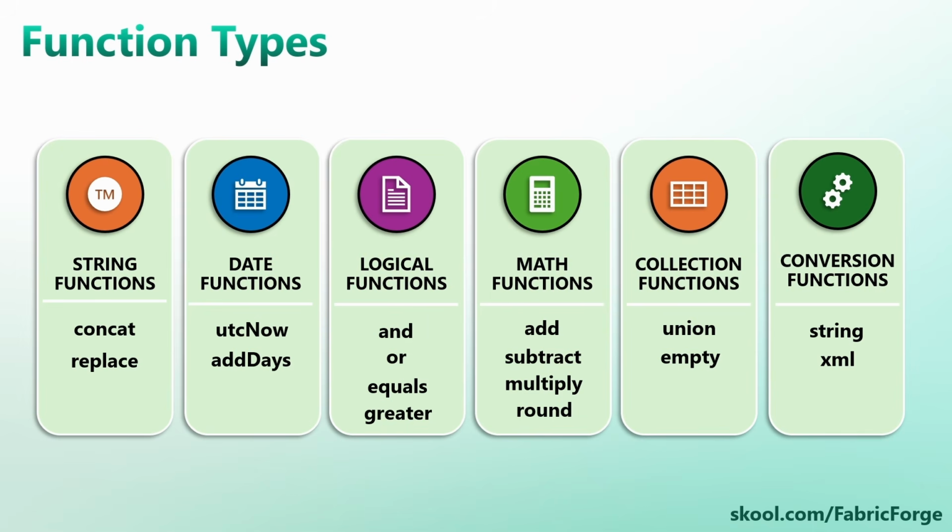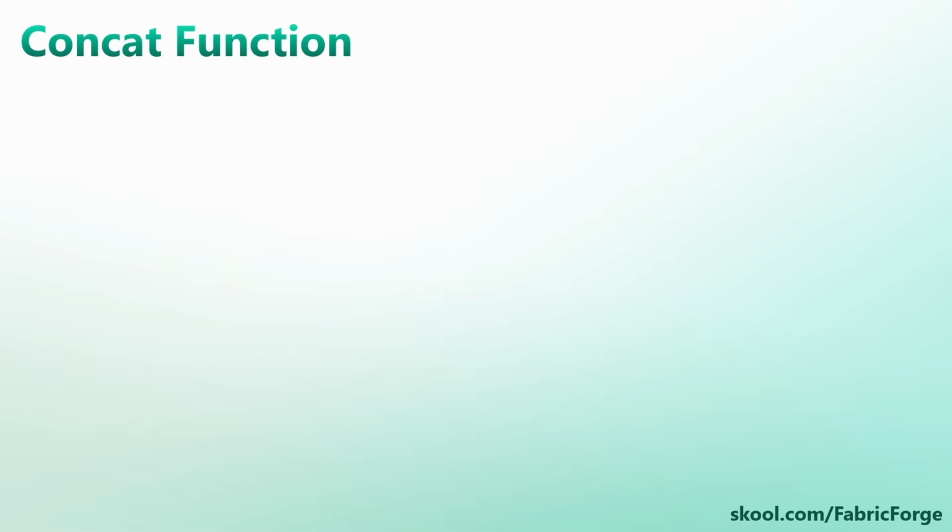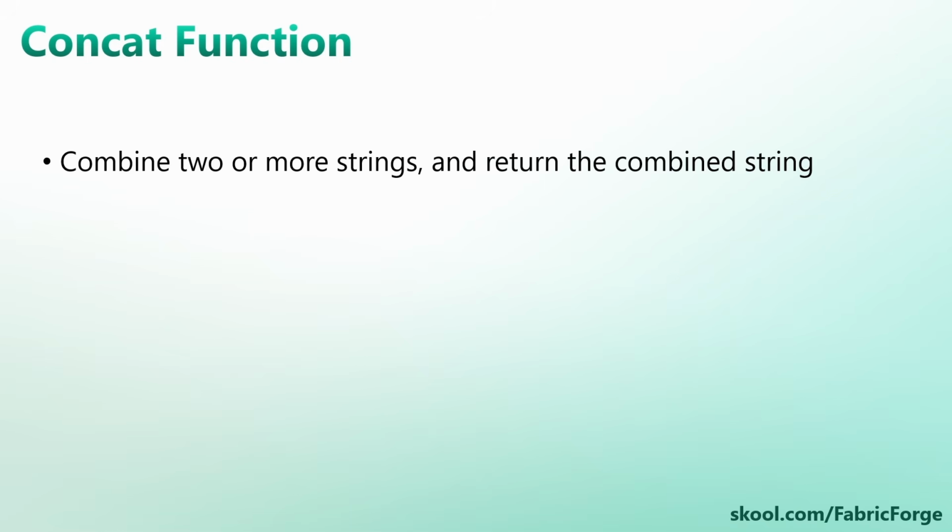Lastly, we have conversion functions that allow converting values from one data type to another. One of the most basic of these functions is the string function that returns values that are given to it as strings. Then we have a bit more complex conversion functions like the xml function that allows converting JSON objects into XML. Next, let's cover a few very useful examples of function usage in pipelines. Let's start with the concat function, that is one of the string functions that are meant for combining two or more strings together.